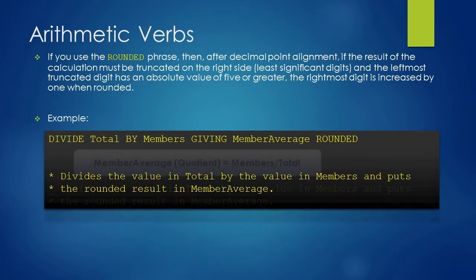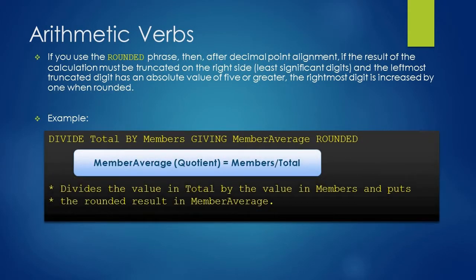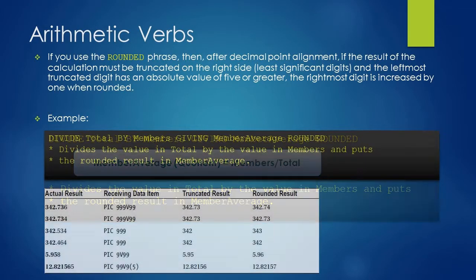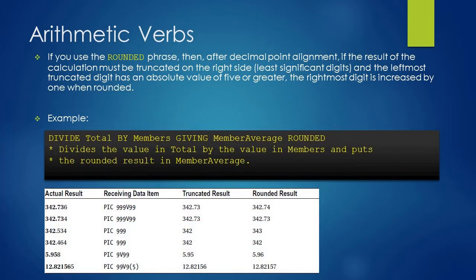In this example, we are dividing the value of the total variable by the value of the members variable, and we are giving the quotient or the result to the member-average variable. After the member-average variable, we have used the ROUNDED phrase.